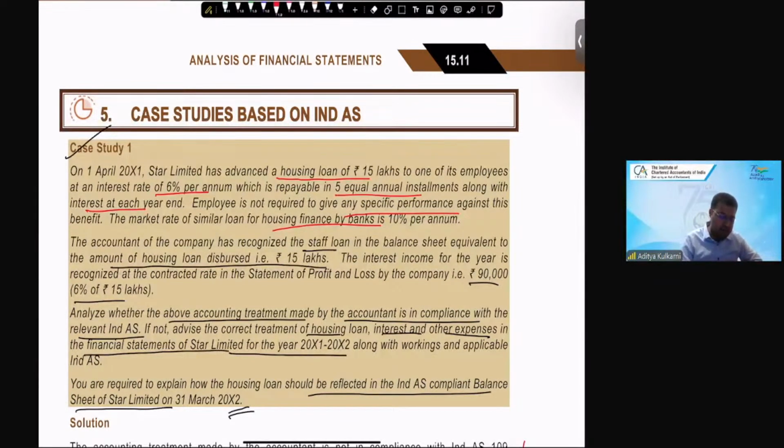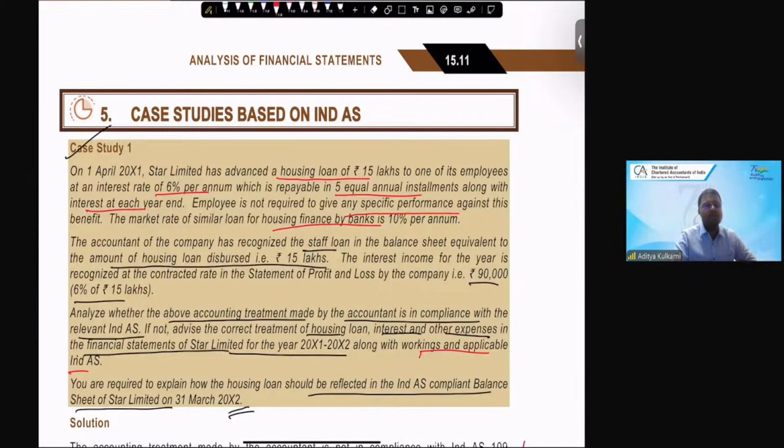Analyze whether this treatment is in compliance with the relevant Ind AS. If not, advise the correct treatment of housing loan, interest and other expenses in the financial statements of Star Limited for the year X1, X2, along with workings and applicable Ind AS, and also show how the housing loan shall be reflected in the Ind AS compliant balance sheet as on 31st March 20X2. Did you understand the question?